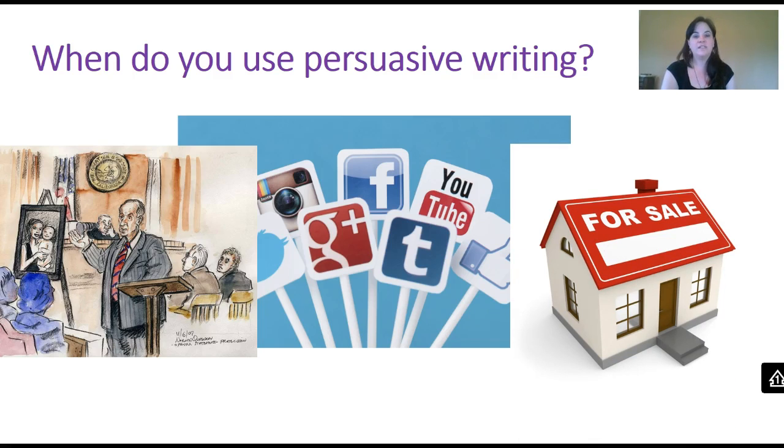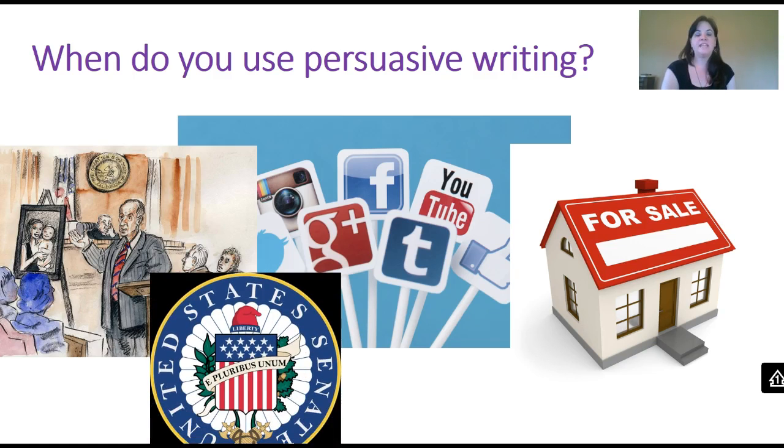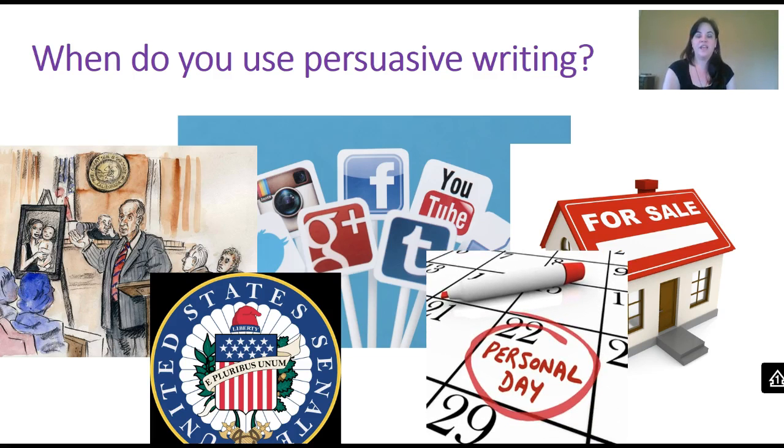A realtor who's listing a house for sale and writes a description of the house is also writing persuasively. Anytime you reach out to your state representative about an issue and try to get something to happen, you are being persuasive. Even just emailing your boss and requesting off a personal day, you explain why you want the day off or why you deserve the day off, and so that is also a piece of persuasive writing.